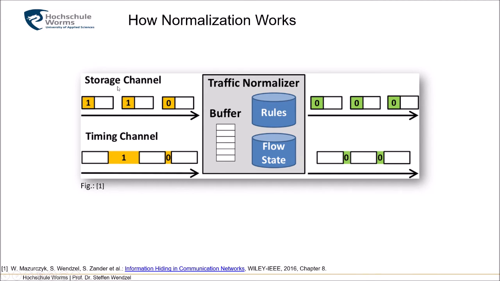So for instance, the storage channel here contains 2 1 bits and 1 0 bit. So let's say that's the reserved bit and both 1 bits should be cleared, then the output could be 0 0 0, while the timing channel with different packet gaps here, different interpacket gaps, could also be normalized by caching the packets and then unifying the output, or at least making the output rather large so that the covert channel is at least limited in its functionality.